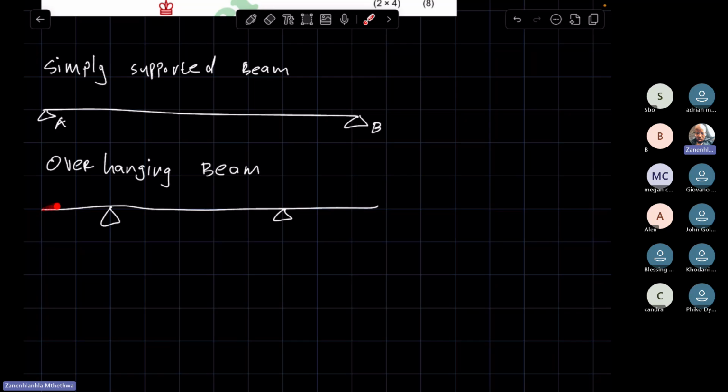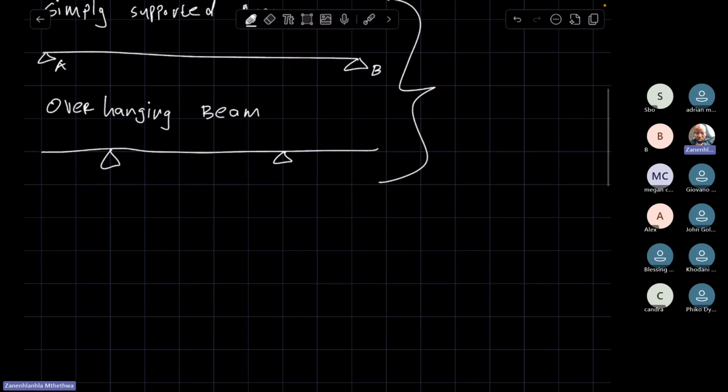Now, the nice thing about it though is that for both of these beams, the approach is the same. The approach we take for a simply supported as well as an overhanging beam is the same. And then we get a cantilever.